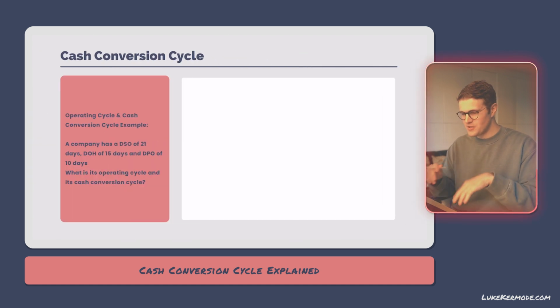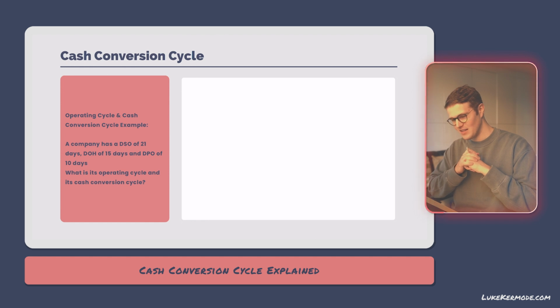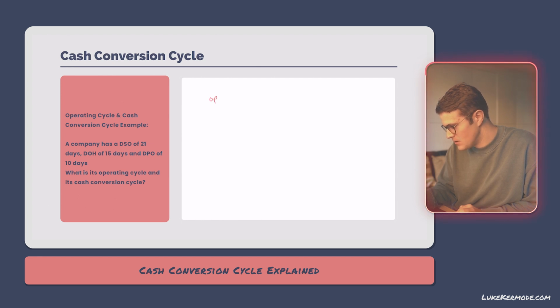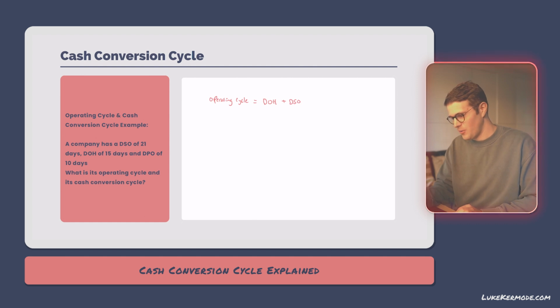And then finally, we've got a question here. A company has a days sales outstanding of 21 days, days of inventory held of 15 days, and days payable outstanding of 10 days. So we need to quantify what is the operating cycle in number of days and what is the cash conversion cycle in number of days. So we can recall our mathematical formulas from the previous slide, which stipulated that the operating cycle is equal to the days of inventory held plus the days sales outstanding. So we know that we have days of inventory held of 15 and days sales outstanding of 21. That means that the operating cycle for this business is 36 days.